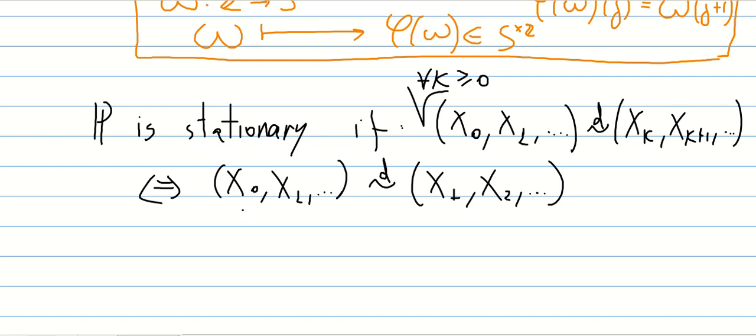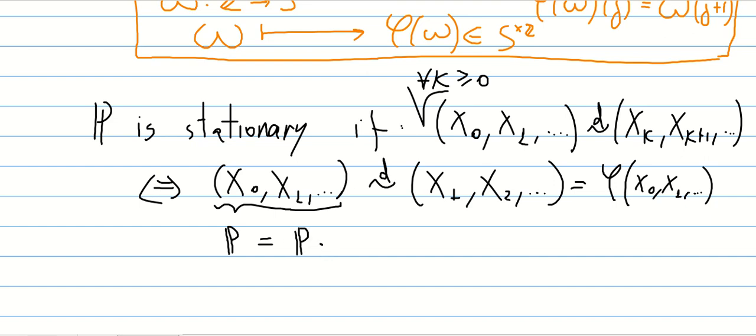Why is it equivalent? Because if you want to show that x0 has the same distribution as x2, x3, and so on, we know that x0 has the same distribution as x1. So what does it mean in terms of the shift? This element here is just phi of x0, x1, and so on, right? So when we write this, what we are saying is that P, which is the distribution of this guy, is equal to P mu minus 1, phi minus 1. So the push forward with respect to phi.